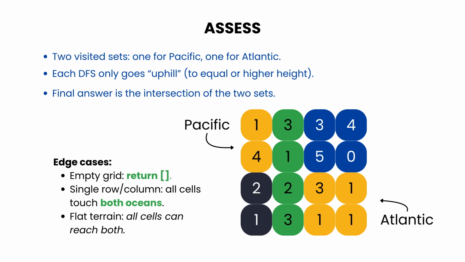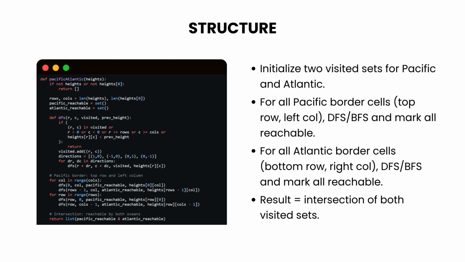Edge cases. Empty grid, return. Single row or column, all cells touch both oceans. Flat terrain, all cells can reach both. Initialize two visited sets for Pacific and Atlantic. For all Pacific border cells, top row and left column, run DFS or BFS and mark all reachable cells. For all Atlantic border cells, bottom row and right column, run DFS or BFS and mark all reachable cells. The result equals the intersection of both visited sets.